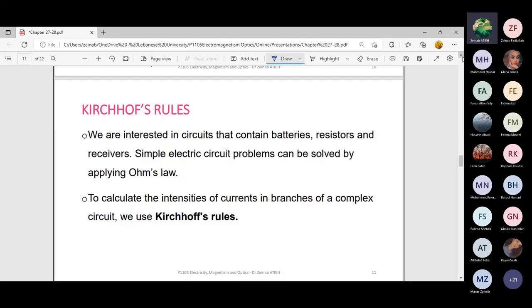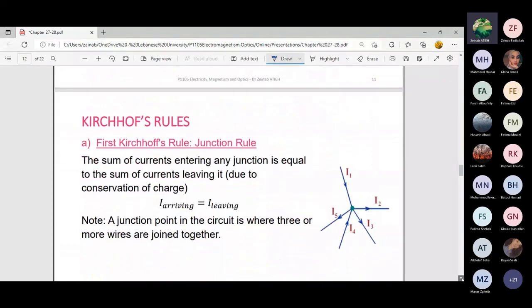What do Kirchhoff's rules help me to do? They help me to find the current in each branch of my circuit. So instead of using simple Ohm's law to find the current in my circuit, I will now use Kirchhoff's rules. Kirchhoff's rules are already known to you, but you know them in a slightly different way. We will introduce them here in the method of Kirchhoff. Okay, so let's see the first rule.